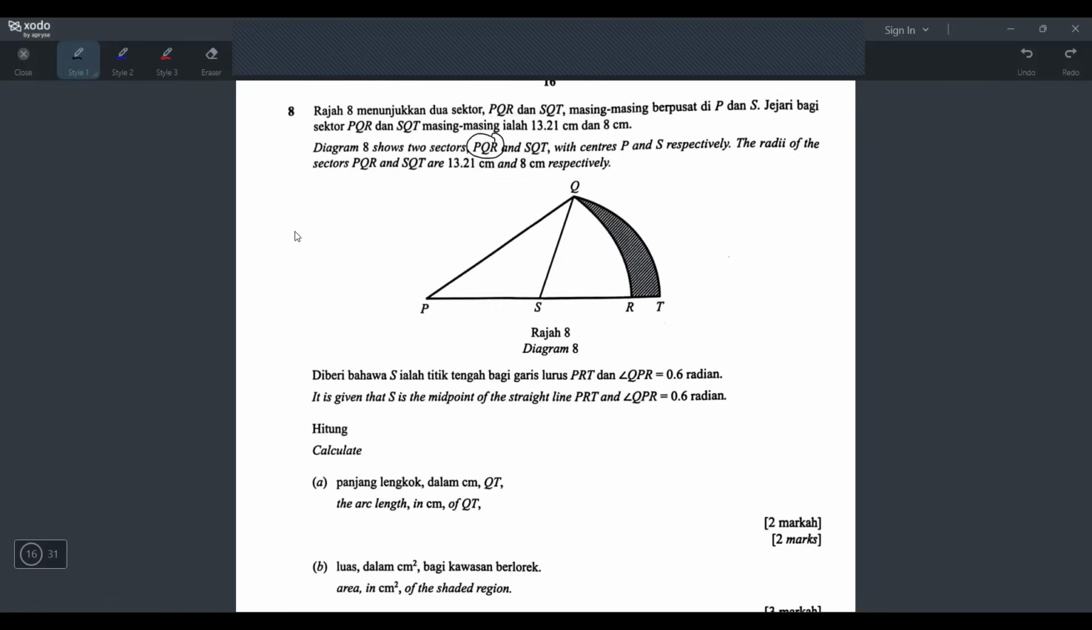Okay, so a sector must consist of 3 lines. So let's see. They say PQR is a sector. It means if I take out the PQR, it will look like this.